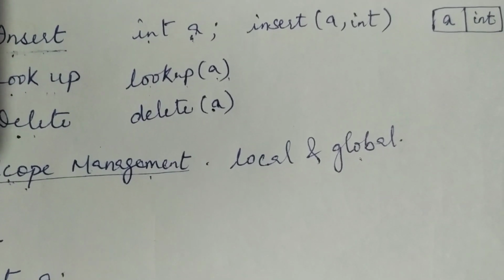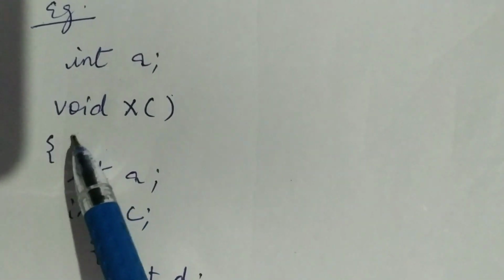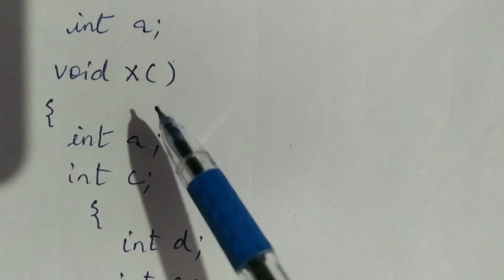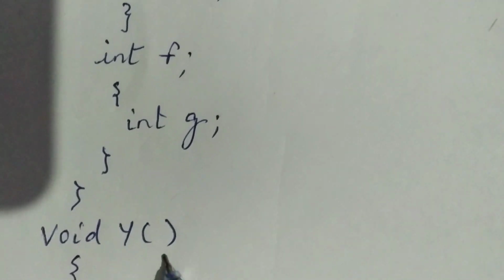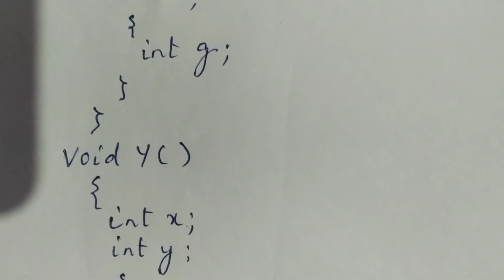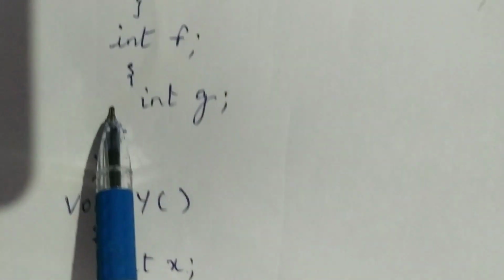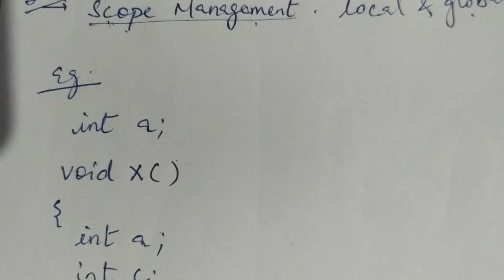So let us assume we have a line of code like this: int a, then we have void function x. It has some code which consists of variables a, c, d, e, f, g. Next we have a second function y which has variables x, y and z. Now how will we represent this code in the symbol table?